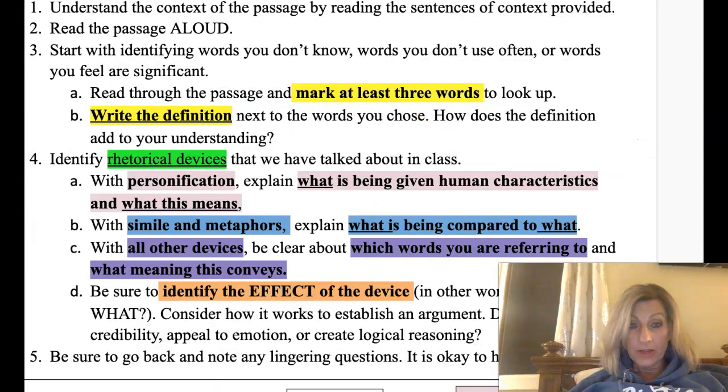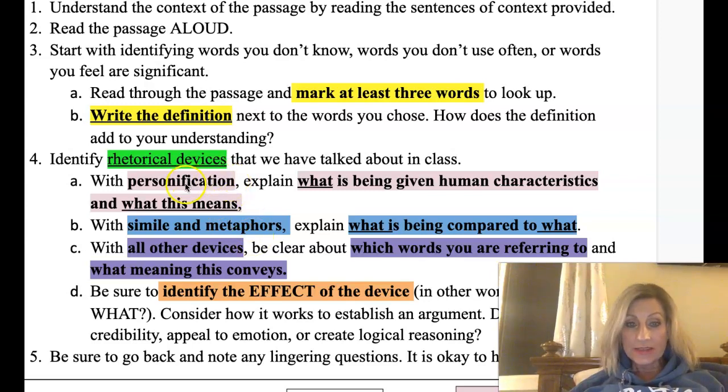Now remember that ethos, pathos, and logos are not rhetorical devices. They are appeals, so those should not be highlighted. They should be things like personification, similes, metaphors, anaphora, repetition, etc.